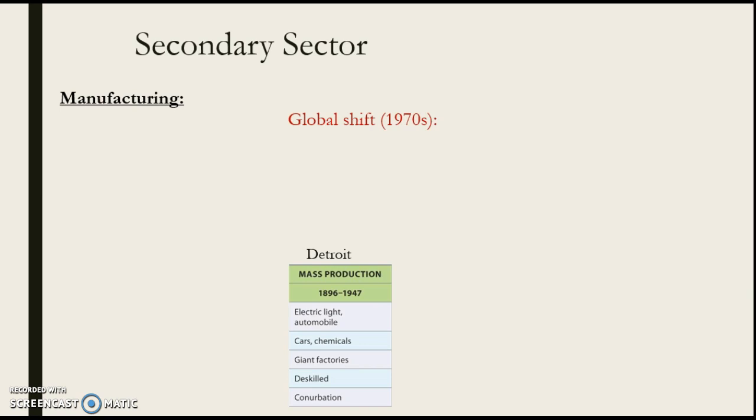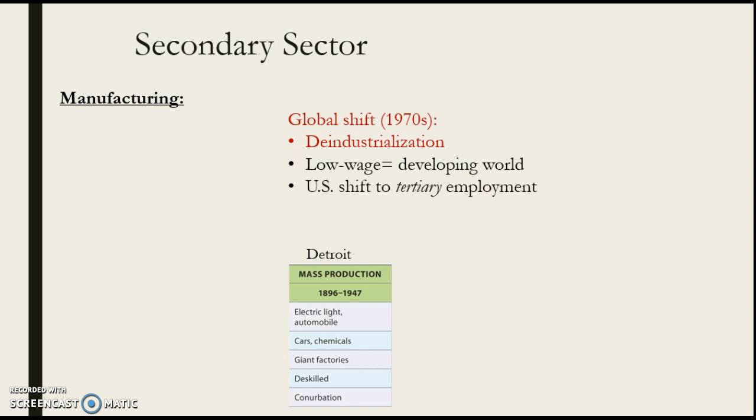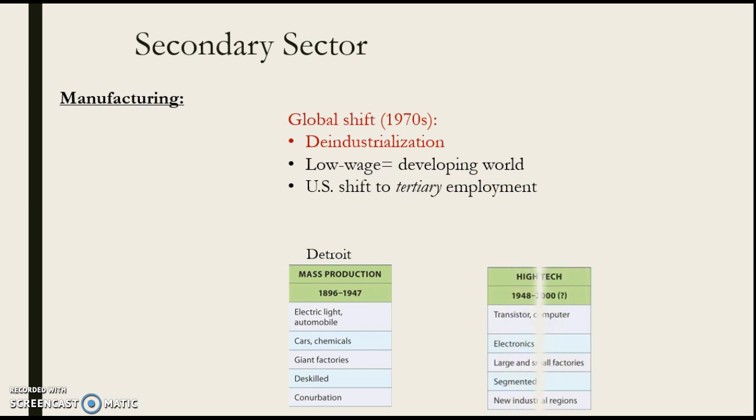Then in the 1970s, we saw a global shift occur. We saw what's called deindustrialization, where these giant factories and these centers of mass production left the United States. Companies pursued low-wage labor in other parts of the world. So it was cheaper to produce automobiles in other countries and ship them to the United States than it was to actually produce them here in our domestic market. We see that during deindustrialization, many of our workers left the secondary sector and went to tertiary employment, which we're going to look at here in just a moment.